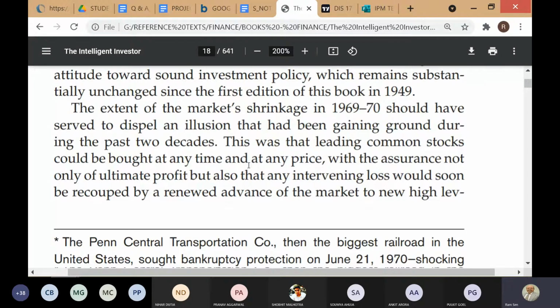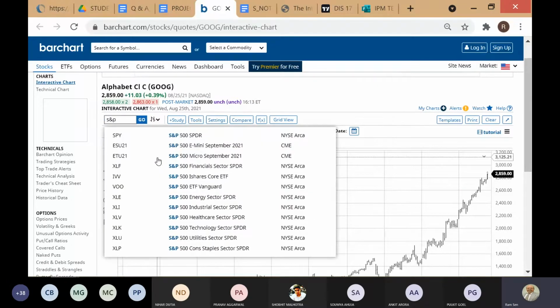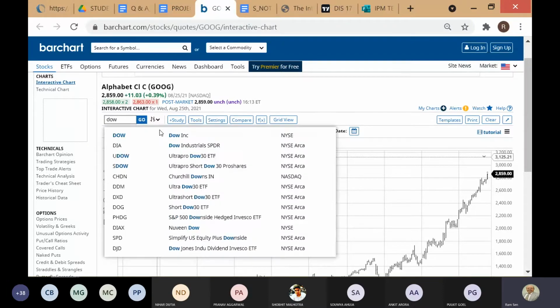All right. Here now, see what he's saying here is that the market went down in 69, 70, and we'll try to see. These guys have very good data. So I don't know if they have S&P. They have the spider. They don't have the index. Where's the index? Well, the spider may not have that much data. Let's look at Dow Industrials. They all have the spiders.